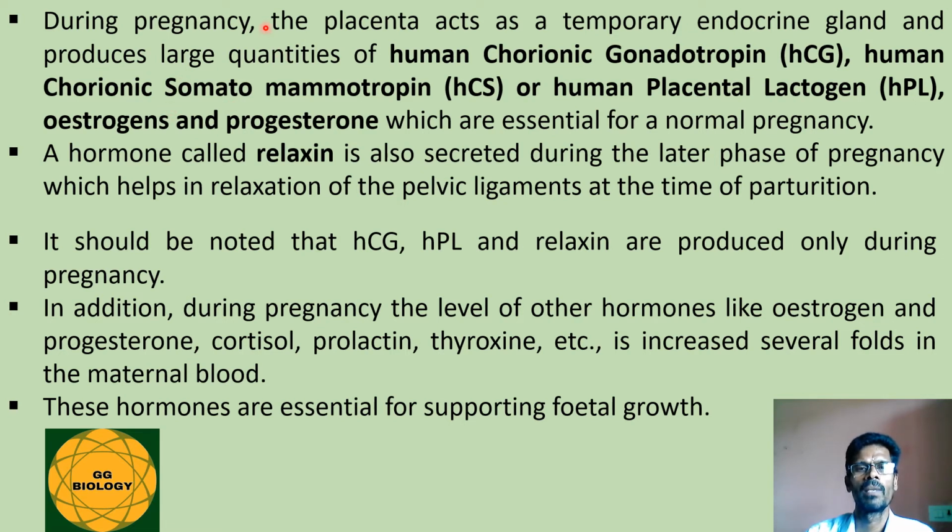Already we know that the placenta acts as a temporary endocrine gland during the time of pregnancy, and also it is responsible for the production of certain hormones. The hormones produced by the placenta happen to be human chorionic gonadotropin, shortly known as HCG, and human chorionic somatomammotropin, shortly HCS, or human placental lactogen, HPL. Estrogens and progesterone are the hormones produced from the placenta, which are essential for the normal pregnancy. These hormones play a vital role for the normal pregnancy.